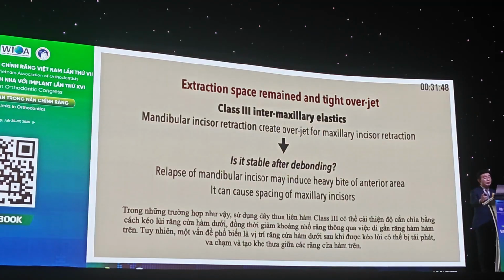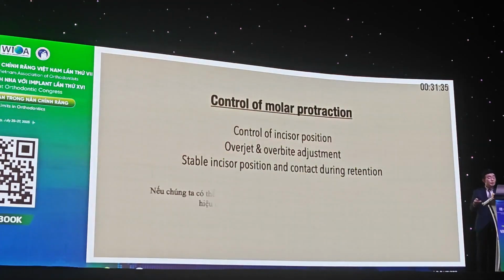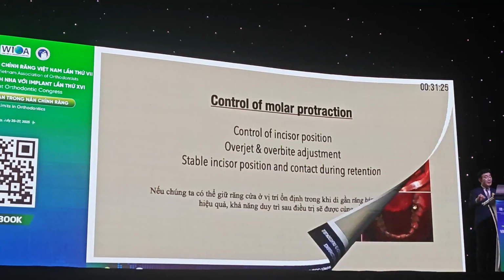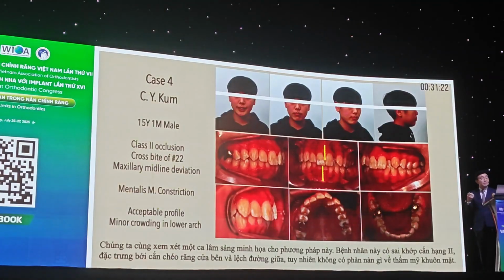However, a common issue arises when the retracted mandibular incisor position relapses, potentially colliding with the maxillary incisors and creating space. If we can maintain the incisors in a stable position while effectively advancing the molars, post-treatment retention will be reinforced. Let's review a case that exemplifies this approach. This patient presents with class 2 malocclusion characterized by lateral incisor crossbite and midline displacement.